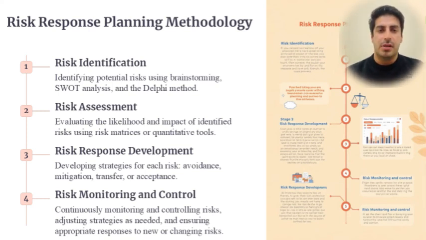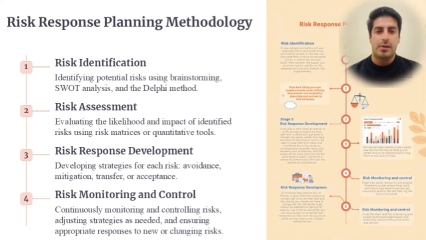Third step in the risk response planning process is risk response development, which involves creating specific strategies to address each identified risk, ensuring that the project's objectives remain achievable despite unknowns. The goal is to minimize negative risks and maximize positive risks through proactive planning.